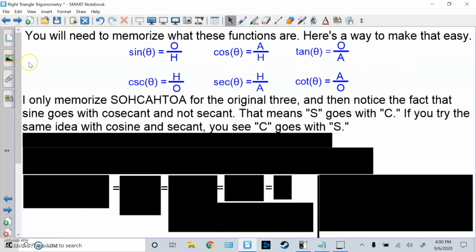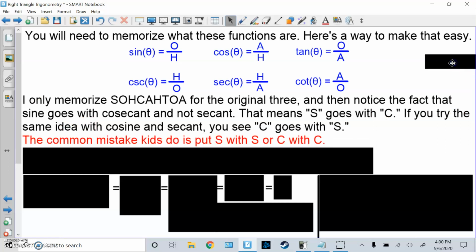Alright, you need to memorize what these functions are, and here's the way to make it easy. I only memorize the original 3, SOHCAHTOA, and then I notice that sine goes with cosecant and not secant. So that means S pairs with C. And if you do the same idea for cosine and secant, you see C goes with S. I remember S goes with the C word, C goes with the S word.